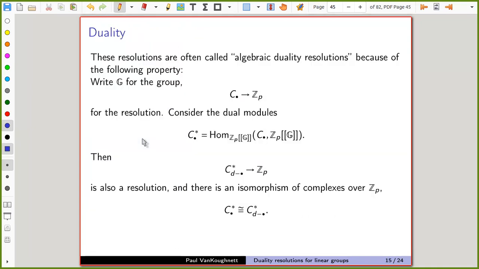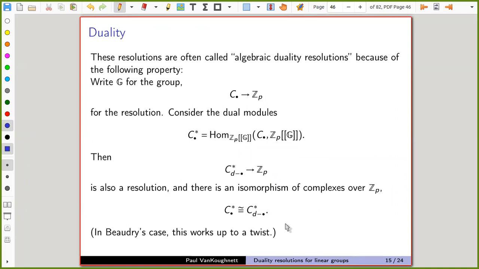Okay, one property that these things have in the cases which they've been observed is they have a certain sort of duality. So people tend to call these algebraic duality resolutions because of the following property. If you have a resolution like this, then you can dualize all the things in the resolution by taking maps over the group algebra into the group algebra. All of these resolutions have the property that this dual resolution is also a resolution, and it's isomorphic to the original resolution as an isomorphism of complexes over Zp. I think in the case of, did I write this down? Yeah, in the case of Beaudry's resolution, this is true up to some twist.